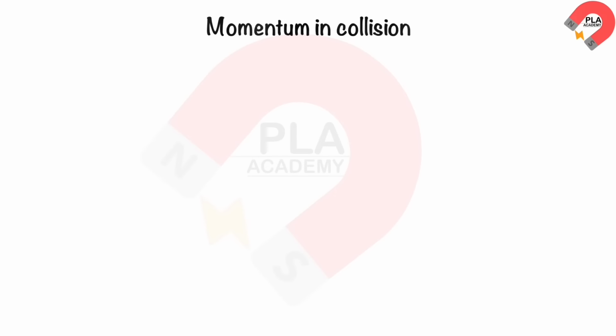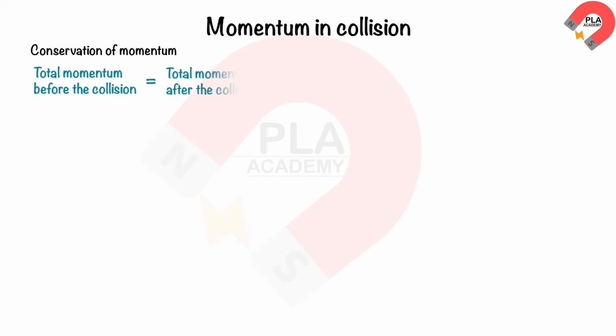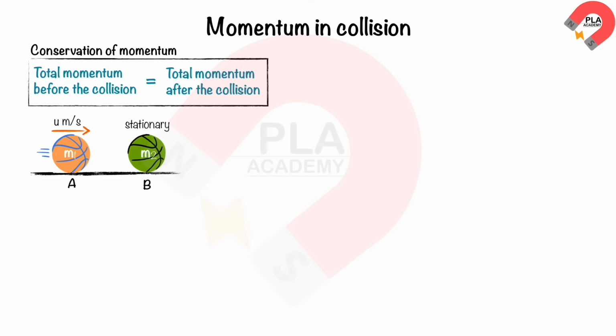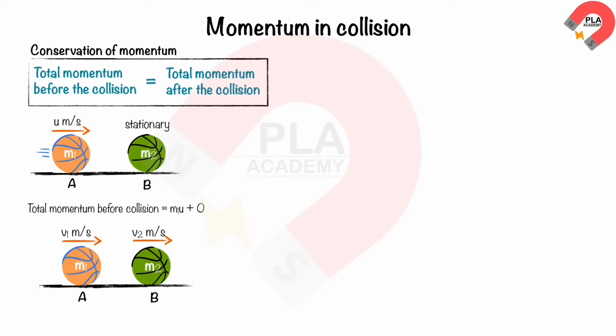Momentum in collision. The total momentum of objects that collide remains the same. This is called the conservation of momentum. The total momentum of the system before collision is equal to the total momentum of the system after collision. Let's consider a moving ball A with mass m1 rolling towards a stationary ball B with mass m2. So, total momentum before collision is m1u. The balls after the collision have the velocities as shown. So, total momentum after collision is m1v1 + m2v2.